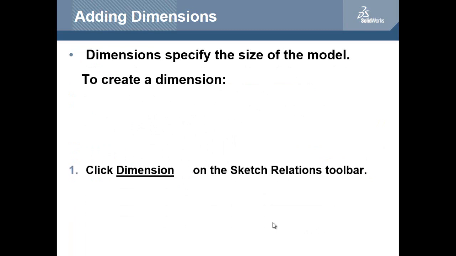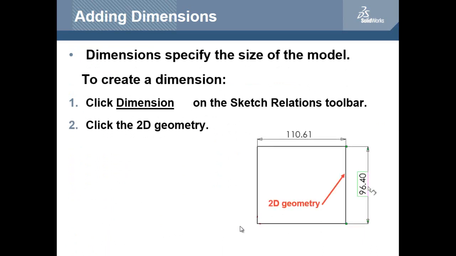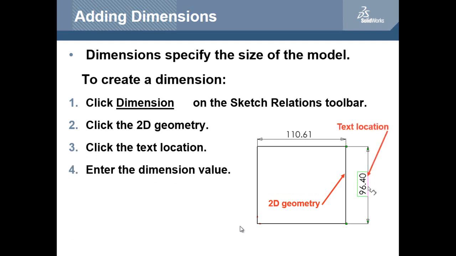Dimensions specify the size of the model. To create a dimension, click Dimension on the Sketch Relations toolbar. Click the two-dimensional geometry. Click the text location. Enter the dimensional value. And that's the end of our slideshow.